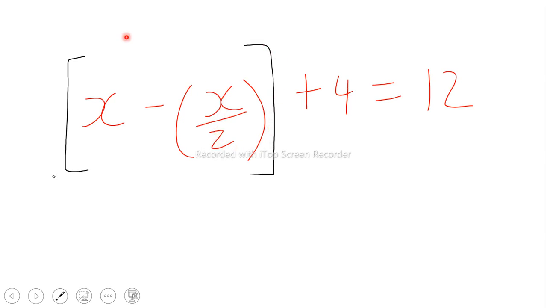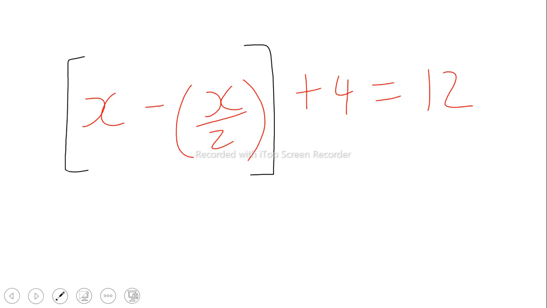Then after she did this, she added what? 4 more. And then what she has left over is 12. Okay. No, we don't know how much it is yet. We have to solve for X first.